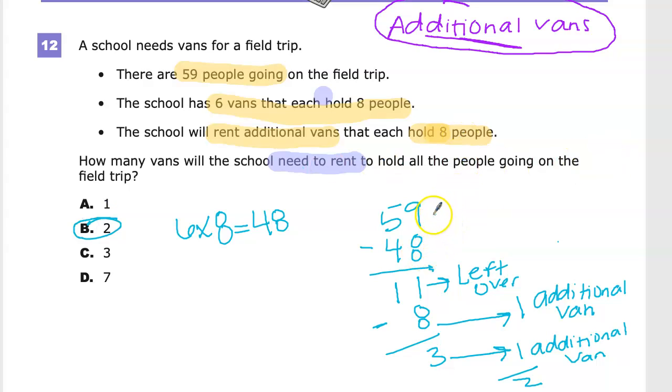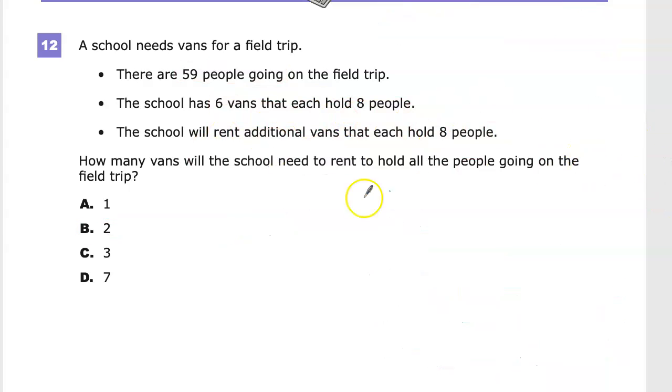So just to recap here, we had 59 people, and we know the amount of vans and how many they hold equals 48 people. So the 6 vans hold 48 people. But we still had 11 people left over, so we had to account for them. If the van holds 8 people, we're going to subtract those 8 people, which means that's 1 van. But we still have our 3 people left over, so we're going to have to get another van to equal 2 vans.